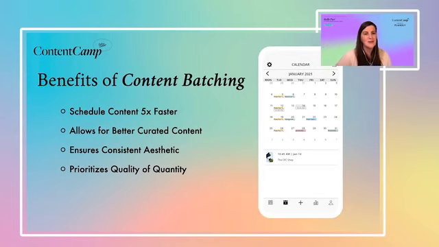It also allows for better curated content and ensures consistent aesthetic. So you're creating content that is really meaningful, that is all on brand for whatever brand you have. It also allows you to prioritize both quality and quantity, which I think is huge because you definitely want to have a wide breadth of content, but you still want to make sure that that content all resonates really well with your audience. So content batching is a great way to be able to do that.